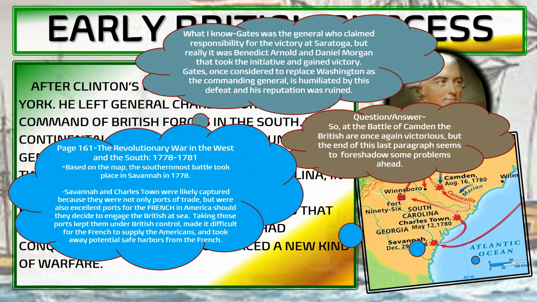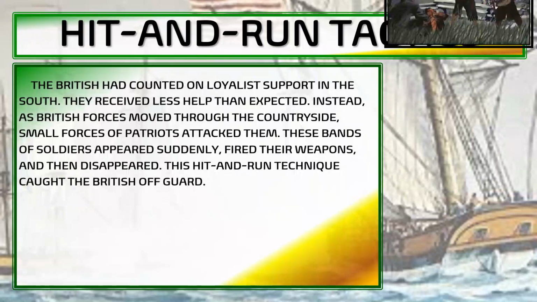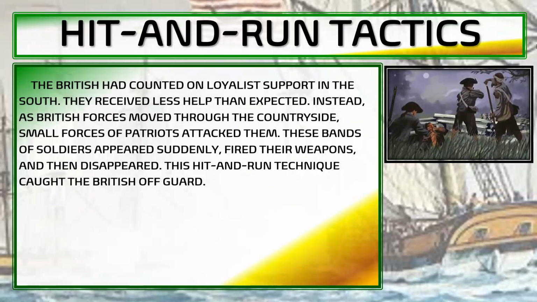There's a little historical context there. I'm putting it in kind of a strategic context to see why the British would move south, other than to maybe gain some more support and isolate the South from the Middle and New England states. So yeah, to take these ports away from the French was probably a big deal in their thinking in this matter. Hit and run tactics, which moves us on to page 162.